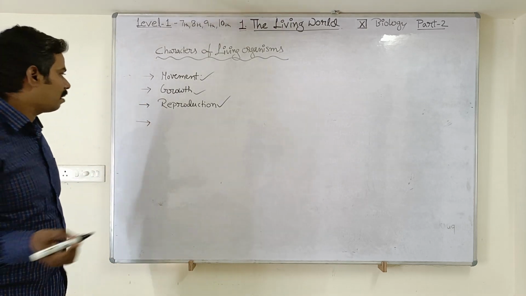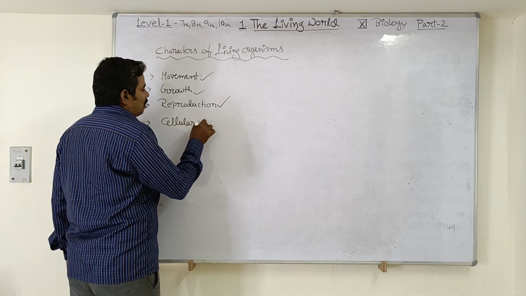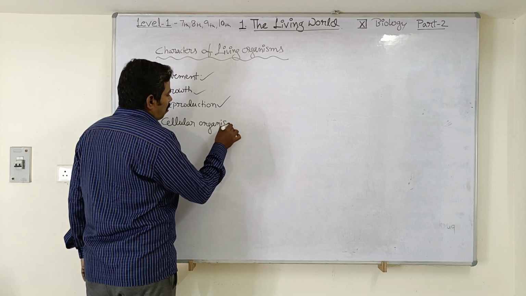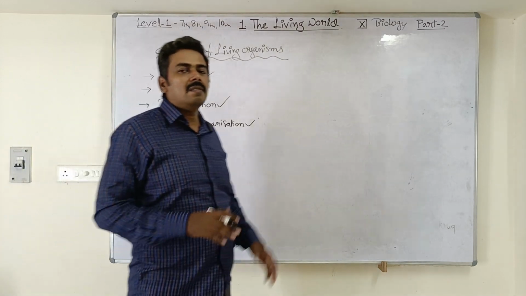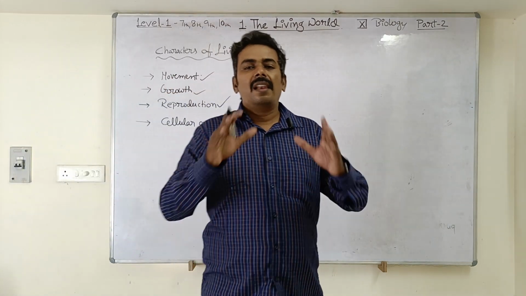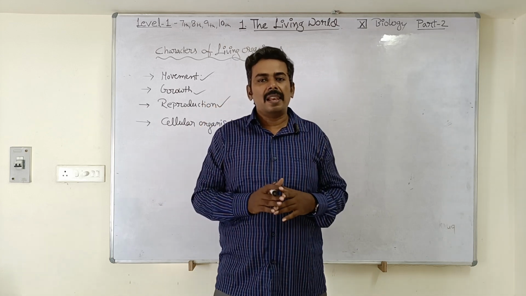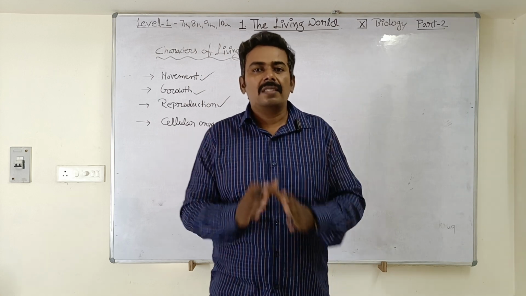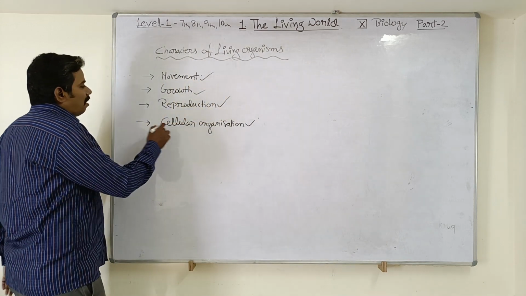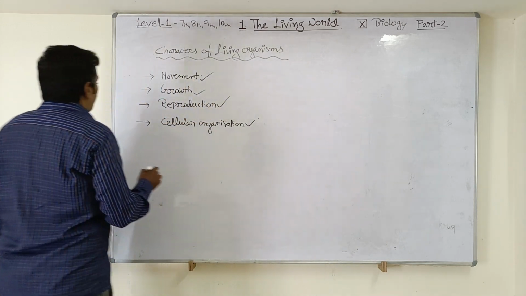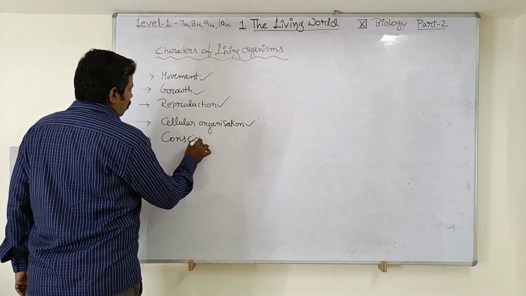Next, fourth character is cellular organization. Cellular organization is the fourth character which is seen in the living organisms. What is cellular organization? The living organism is made up of a fundamental unit which is called as cell. Okay, but non-living things, they do not have such structures called as cells. Cellular organization. Okay, next, fifth character, consciousness.